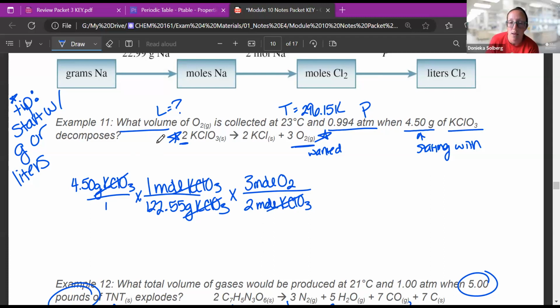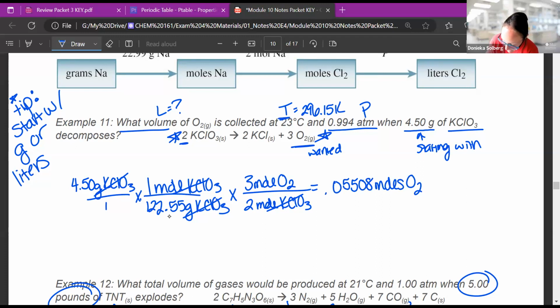What do I want? Well, I want volume. Okay, the easy way, it would be if we were at STP, so temperature of 273.15 and 1 atmosphere, I could just multiply this by 22.4 and get my answer. Unfortunately, I am not. So what I like to do is I like to stop here, calculate how many moles that is. All right, so you do that math, you get 0.05508 moles of O2.